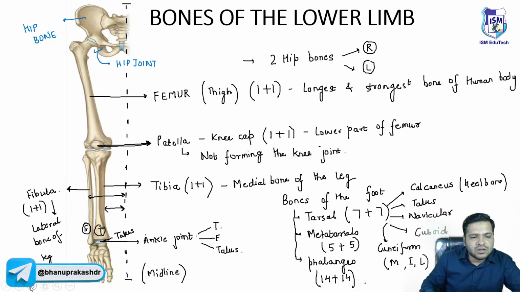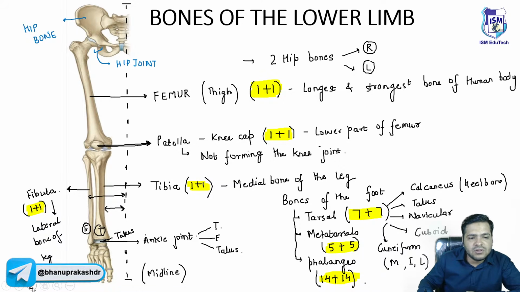Obviously, let me count it too. Femur, you already know we have 1 plus 1, 2. Patella, 2. Tibia, 2. Fibula, 2. Then we have tarsals, 7 plus 7. Metatarsals and phalanges. So yes, everyone is right. Harsh, Kiran, very good.